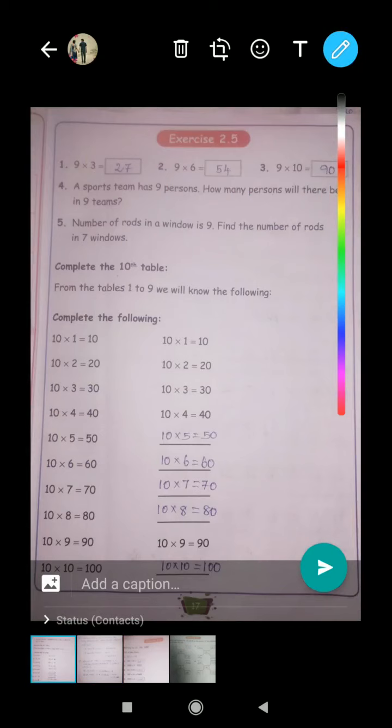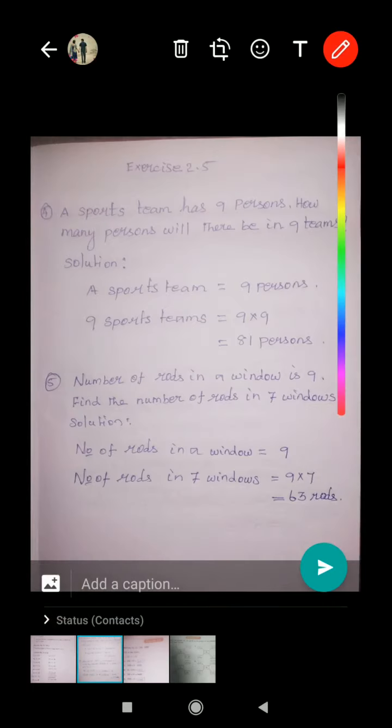Look at the fifth question. Number of rods in a window is 9. Find the number of rods in 7 windows. See the solution. Number of rods in a window, how many rods are there in one window? 9 rods are there. So number of rods in 7 windows, we have to multiply 7 into 9. So 9 sevens are 63 rods. We have to multiply. So, this is the concept of multiplication.